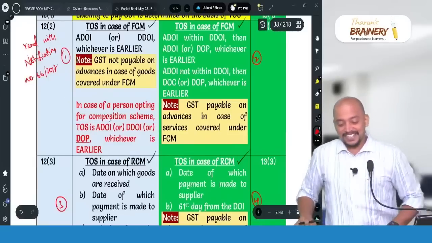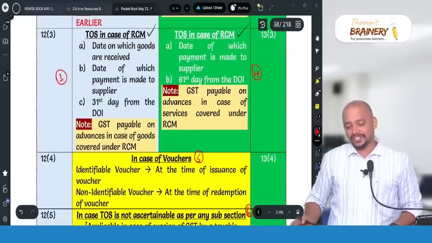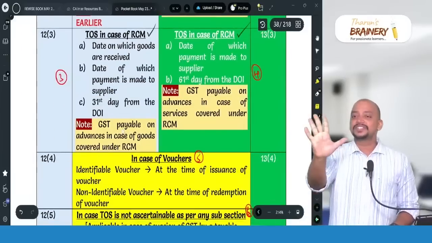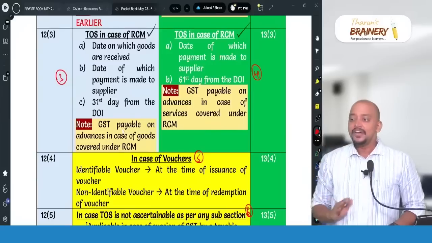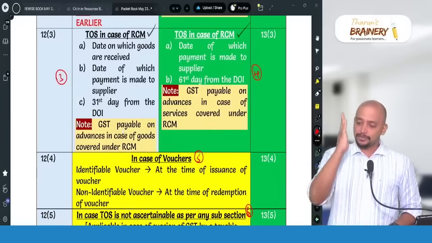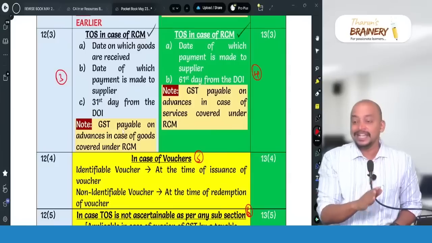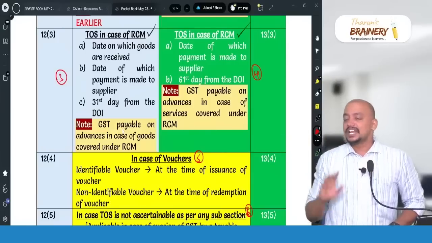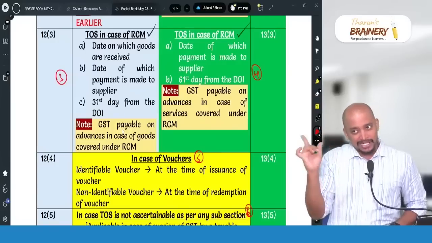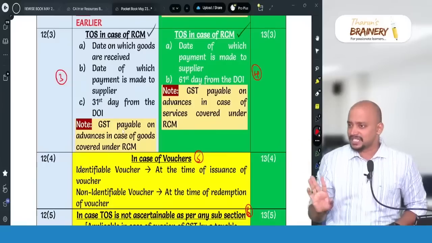Coming back to this, in case of goods FCM, total 4 provisions we have seen so far. Goods FCM: due date of invoice or actual date of invoice, whichever is earlier. For a person opting for composition scheme: due date of invoice, actual date of invoice, or date of payment, whichever is earlier. In case of FCM services, invoice given within the due date: invoice date or payment date, whichever is earlier. Invoice not given within the due date: completion date or payment date, whichever is earlier.